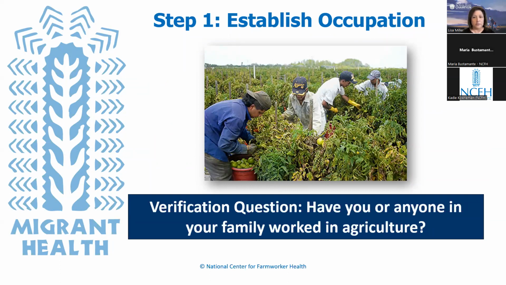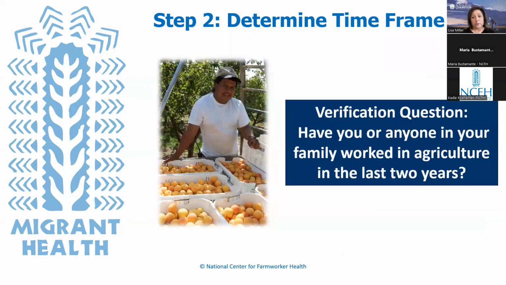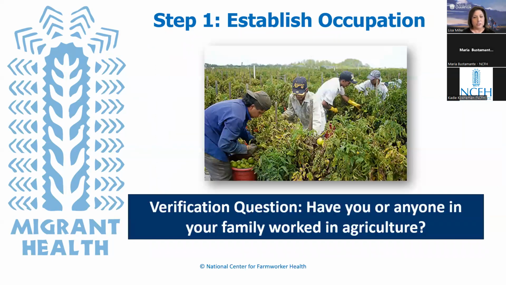The next step is to determine the time frame. That's 24 months. At any time in the last 24 months, if they've worked in agriculture, we want to go on to the next step. We also want to look at their migratory status, their seasonal status, identify if they're a former migratory worker, and then identify family members. So I'm going to transition it back to Katie, and she's going to go through each one of these steps in detail with you.